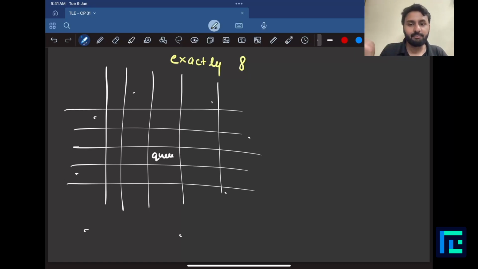What am I asked in the problem? Find the cells from which both king and queen can be attacked. So all I need to do is an intersection of these 2 data structures.